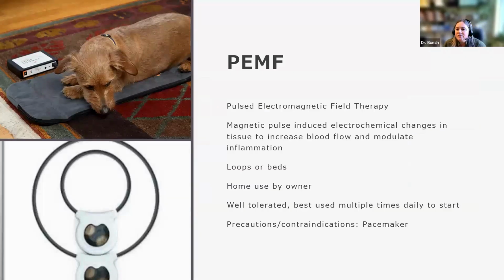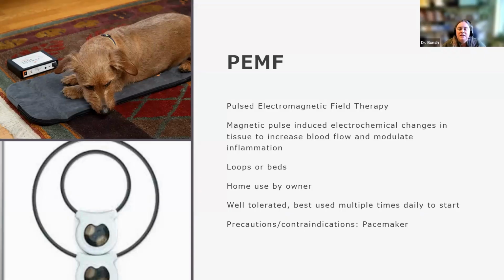So let's talk about PEMF to start off with. Pulsed electromagnetic field therapy. This is a magnetic pulse, right, that is inducing electrical chemical changes in the tissues to increase blood flow and modulate inflammation, which I'll go into in a little more detail in the next slide. When these were first created, the main therapeutic purpose was to enhance the healing of bone and tissue, and also pain control. They were introduced initially in the late 70s and approved by the FDA as bone growth stimulators. So that's what we did initially, but now we're using them for many different reasons.